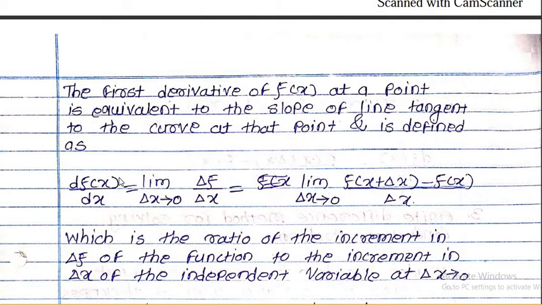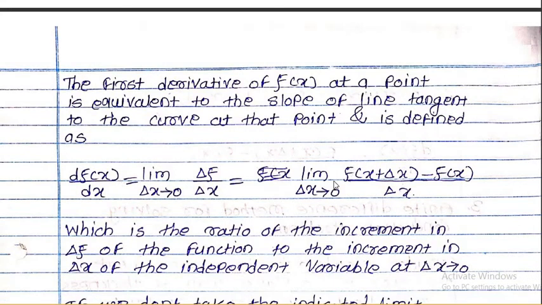So we can say from this particular equation that the differentiation of a function with respect to x is the ratio of the increment delta f of the function to the increment delta x of the independent variable as delta x tends to 0.